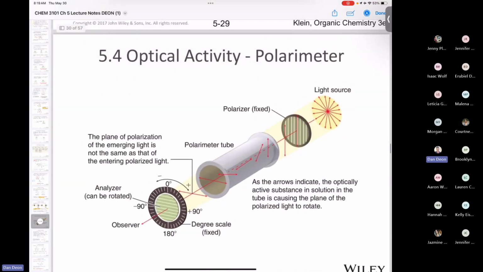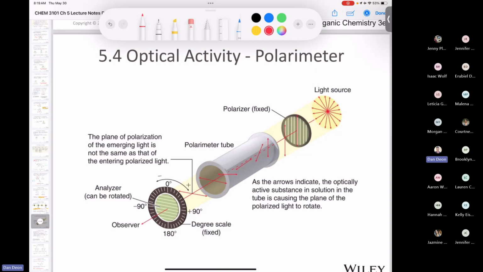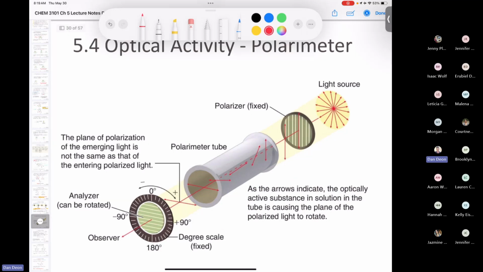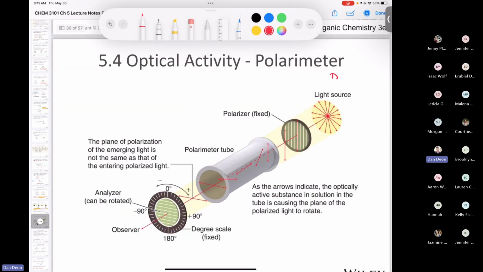Okay, so here's our light source. What we usually use is the D line of sodium. If you remember from spectroscopy in General Chemistry 1, you talked about the hydrogen lamp and then the helium lamp and all that stuff. So this is just a sodium lamp is what we use. The light is coming out in all directions. Then we put it through the polarizer, what I call the polarizing filter.